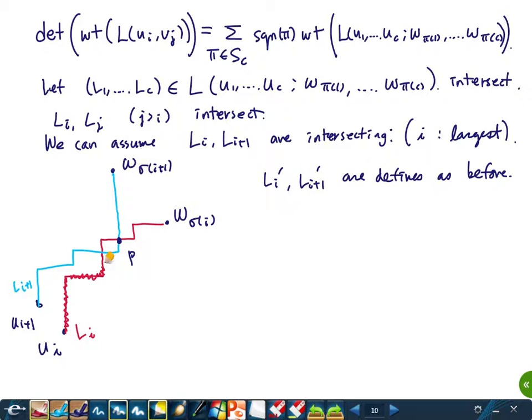This is Li prime, Lj prime, Li plus 1 prime goes like this. This and then this. Lj, i plus 1 prime. Okay?